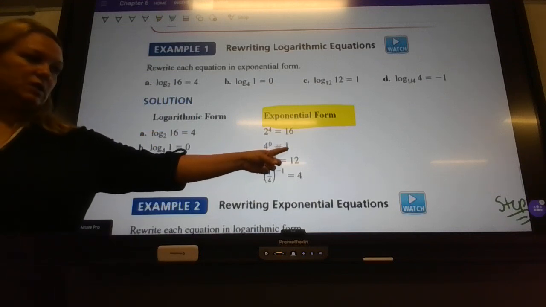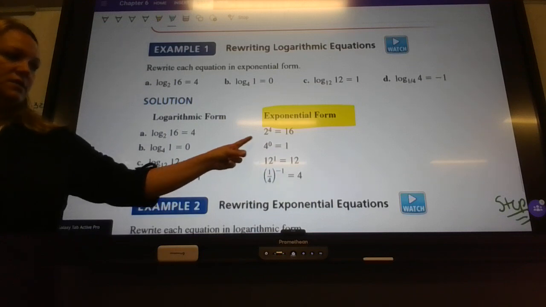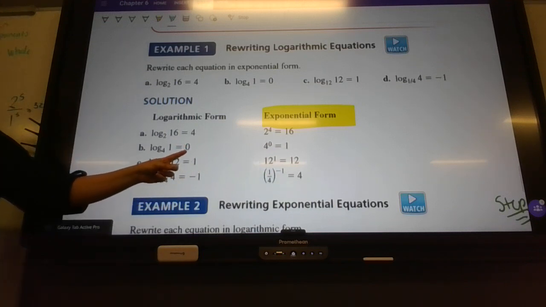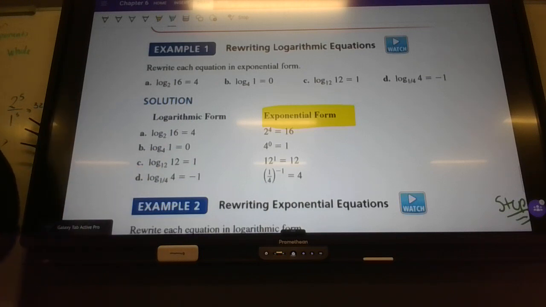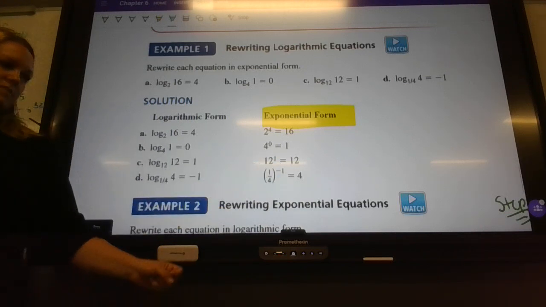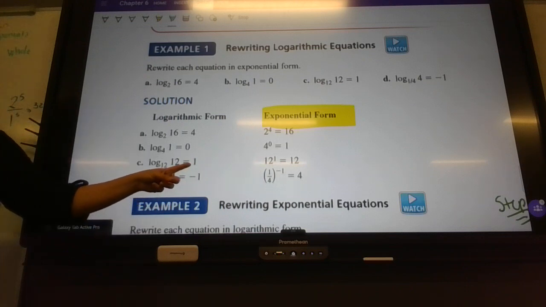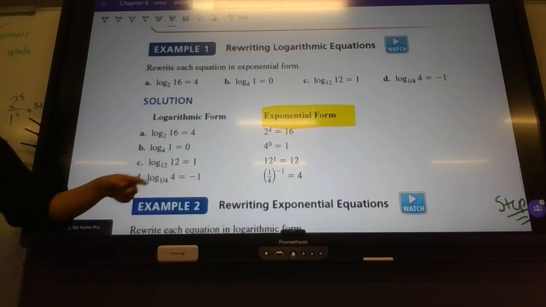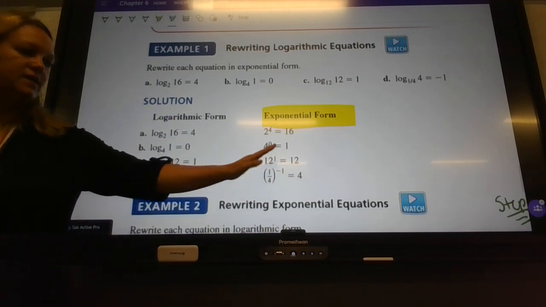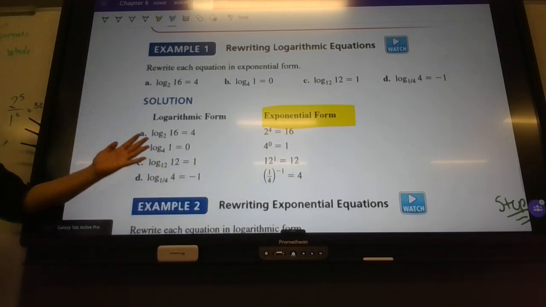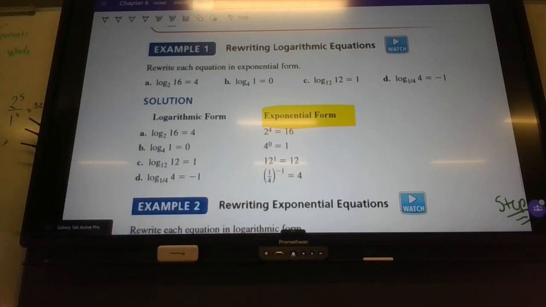So 4 to the 0 power is 1. So 0 is the exponent, so that's the answer of the log form. Log base 4 of 1 equals 0. 12 to the 1st is 12. So we got the result of 1, and that's log base 12 of 12. The vast majority of your assignment today is just rewriting, just learning the equivalent forms. You'll be given this and asked to write it this way. And you'll be given this and asked to write it this way.